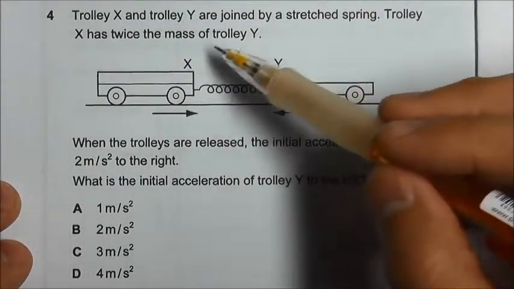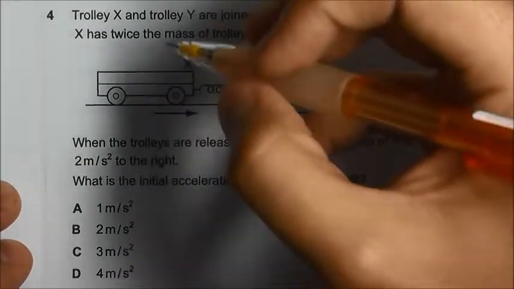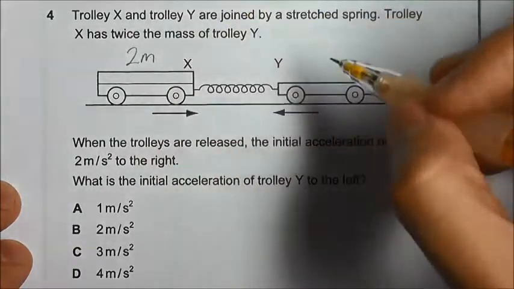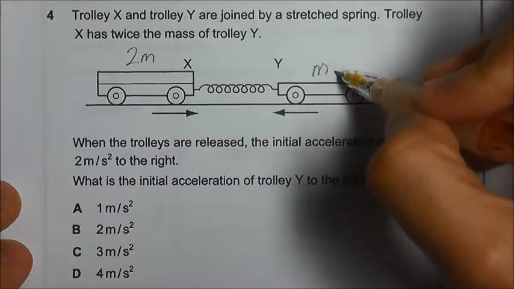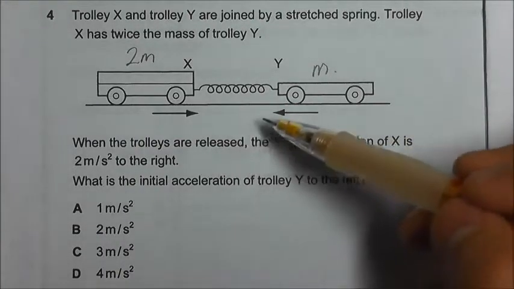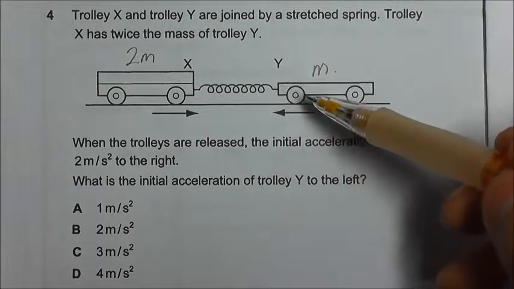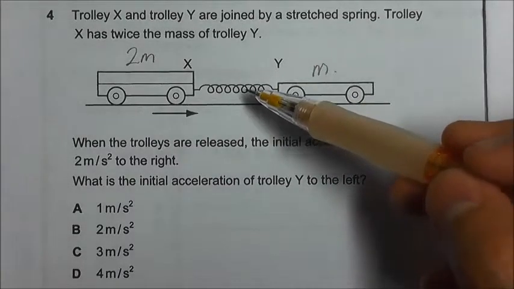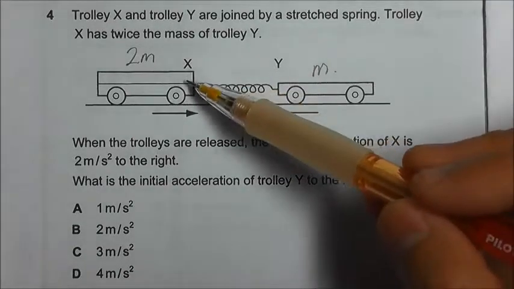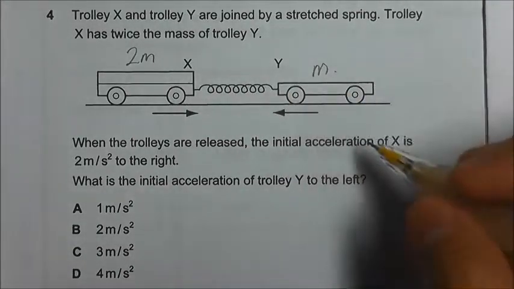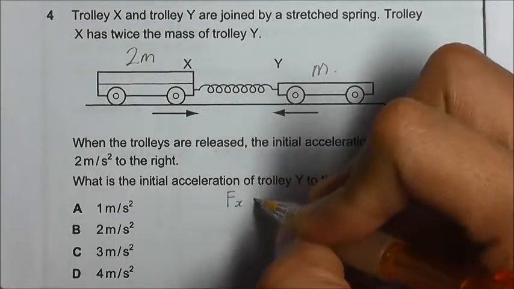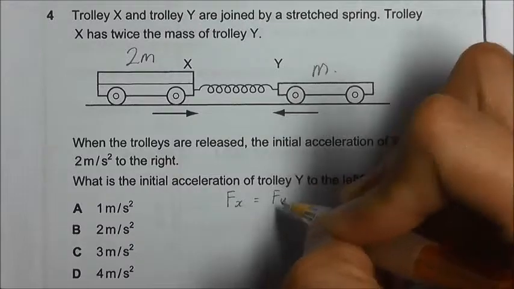Trolley X has twice the mass of trolley Y, so we can let the mass of trolley X be 2m and the mass of Y be m. As the trolleys are released, they are both subjected to the force of the spring. So the force experienced by trolley X and Y is the same. We can write down Fx is equal to Fy.